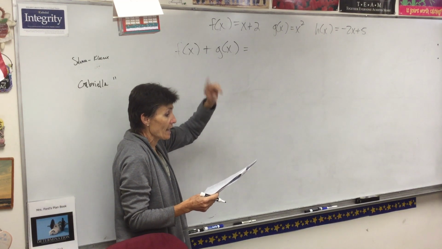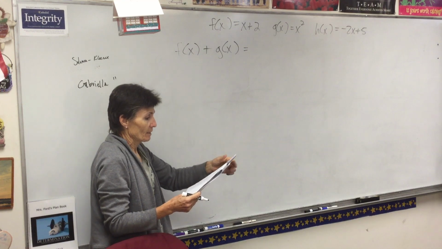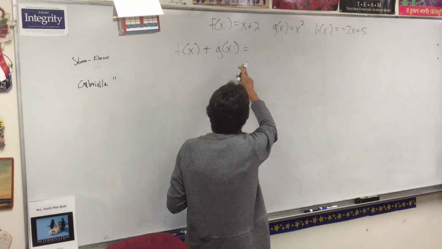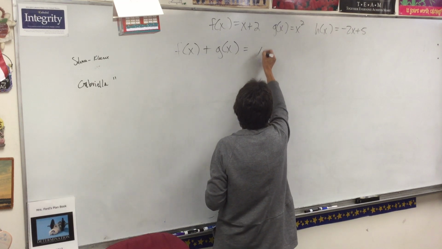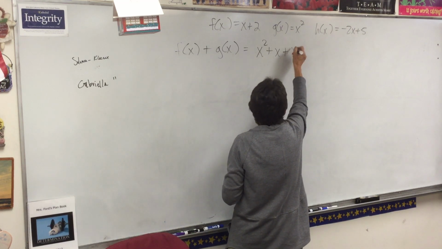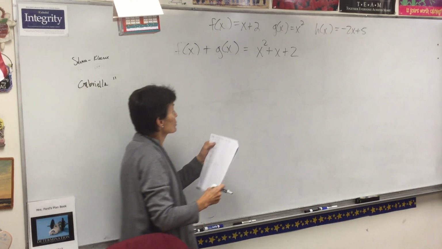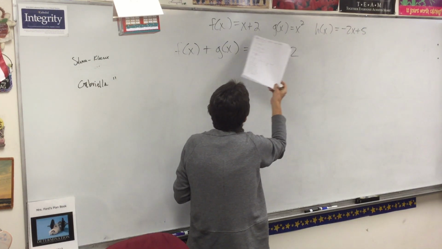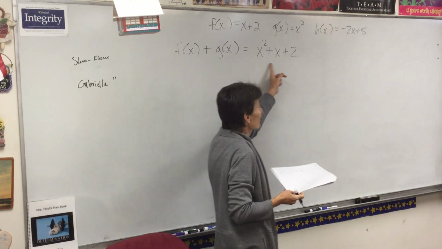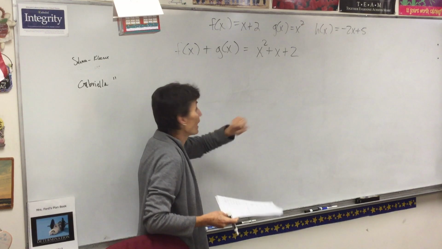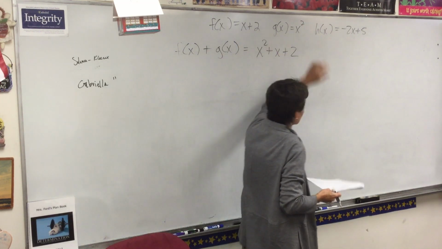And number 1A says add them. Well, that's easy. What do you get when you add the f function and the g function? x squared plus x plus 2. That's it. It's that easy. We're adding them, so we add x squared and x plus 2. That is the right order, it's descending order, so that's why I wrote it that way. I'm just adding this and this together.